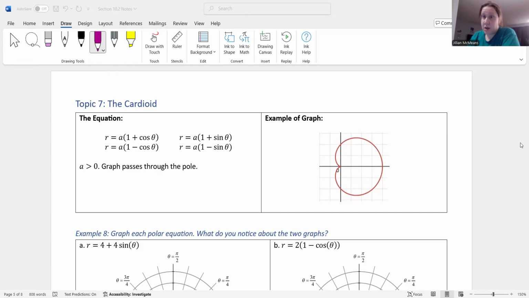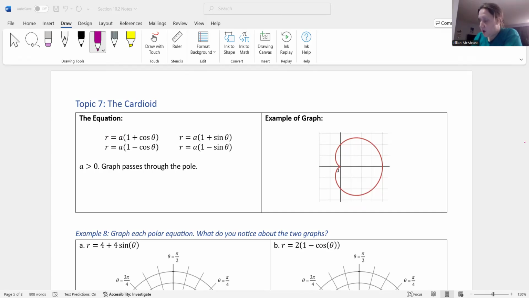So the equations come to us in the form r equals a times, in parentheses, 1 plus cosine theta, r equals a times 1 minus cosine theta, or r equals a times 1 plus sine theta, or r equals a times 1 minus sine theta. Now, a has to be positive, okay? And these graphs are going to go through the pole at some point, so they're going to touch or go through the pole, okay?